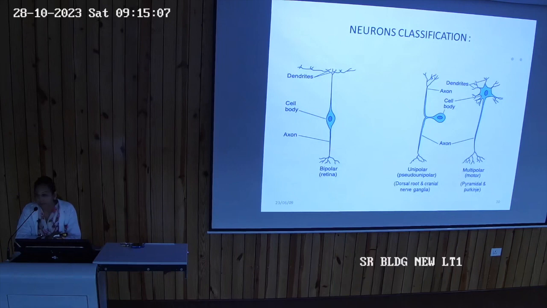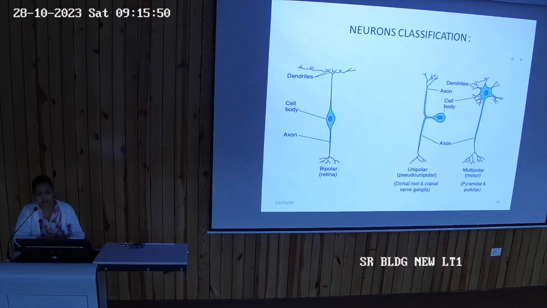Then pseudo-unipolar is something which arises as a single process, but then it divides into two. One is the central process and another one is the peripheral process. The peripheral process carries information from the periphery, and the central process transfers it to the central nervous system. So it has two processes, but it appears to be one. That is why it is known as pseudo-unipolar. The best examples are the dorsal root ganglion and sensory ganglion.